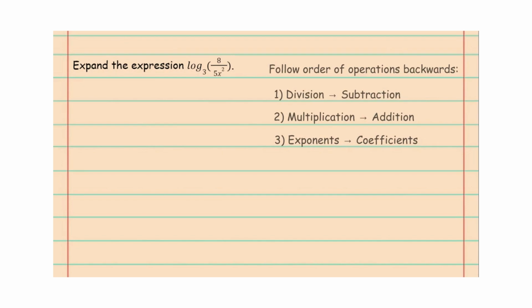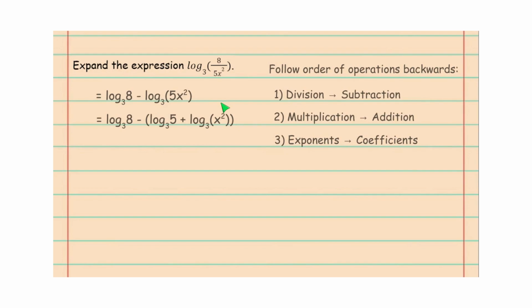Let's apply that set of rules to log base 3 of 8 over 5x squared. First thing we're going to do is turn division inside the logarithm into subtraction outside the logarithm. We would get log base 3 of 8 minus log base 3 of 5x squared. Now we're going to have to deal with this mess of 5x squared inside log base 3. Here's how we'll do it. We're going to turn multiplication, 5 times x squared, into a sum. Log base 3 of 5 plus log base 3 of x squared.